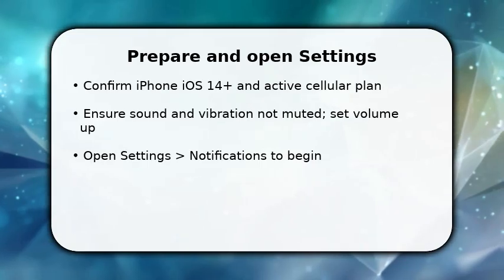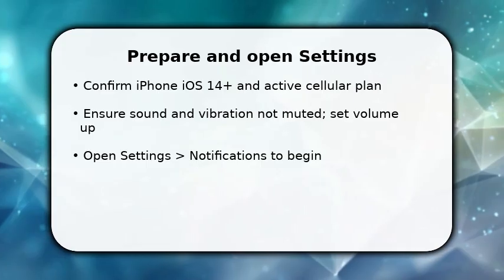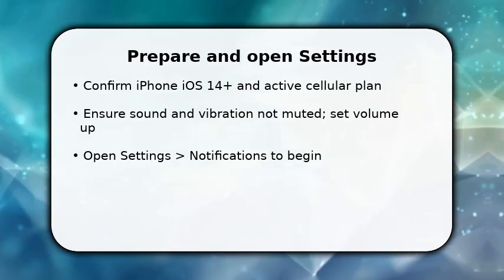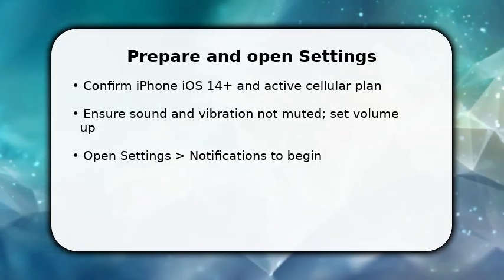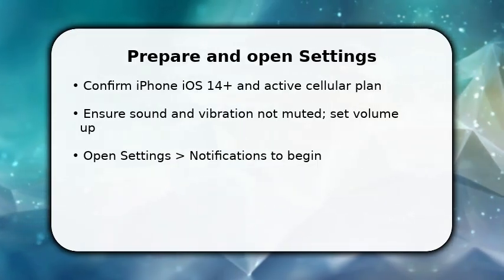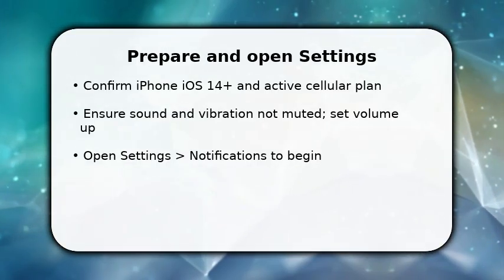Enjoy the video. You need 2 essentials before changing alerts: a supported iPhone and an active carrier connection. Once ready, make sure your ringer and vibration are on so alerts can reach you. Now open Settings and tap Notifications. This gets you straight to the global notification controls where emergency settings live.